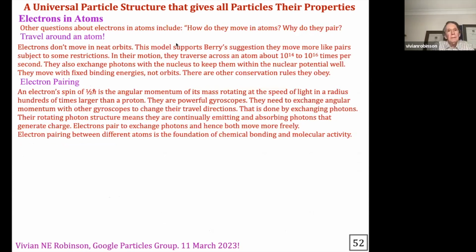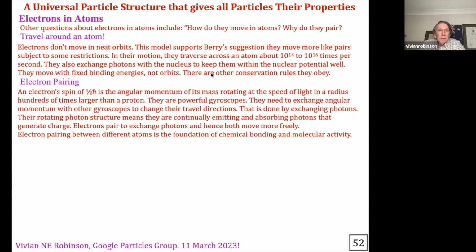And one of them is, or a couple of them, how do electrons move in atoms, and why do they pair? Well, they don't move, they certainly don't move in neat orbits. This model supports a suggestion made by Berry a couple of decades ago. They move more like pairs of electrons subject to some restriction. In their motion, they can traverse across an atom about 10 to the 14 to 10 to the 16 times per second. They exchange photons with the nucleus to keep within the nuclear potential well, and they move with fixed binding energies and not in fixed orbits.